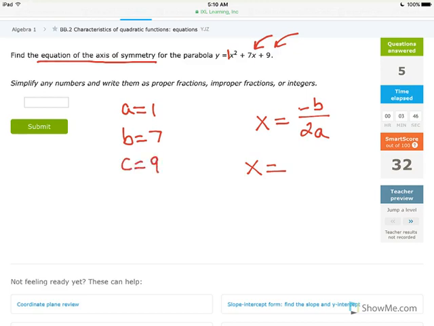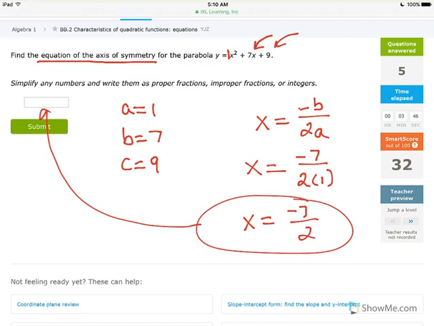And to use this equation, we need the a and the b value. So x is going to be negative whatever the b value is, which in this case is 7, over 2 times whatever the a value is, which in this case is 1. So x equals negative 7 over 2. And that should be the equation for the axis of symmetry. And again, you don't want to just type in negative 7 over 2. You need to actually put in the x equals negative 7 over 2 when you type that in.